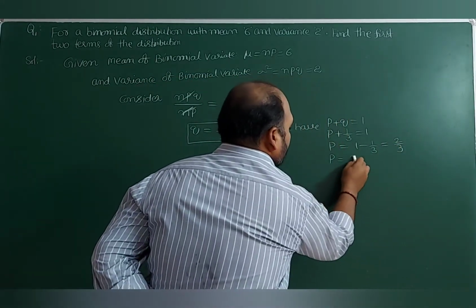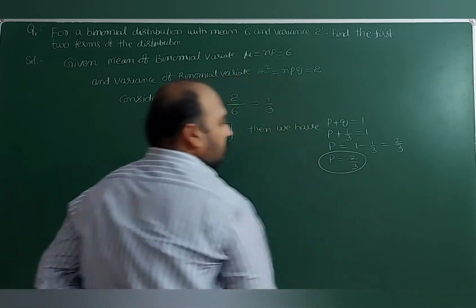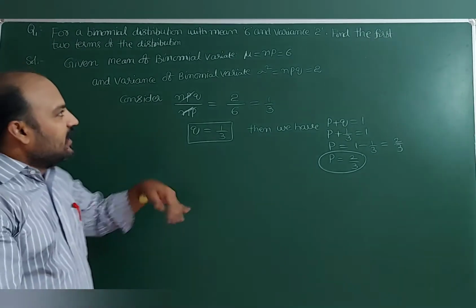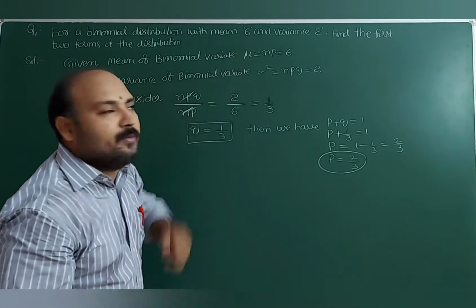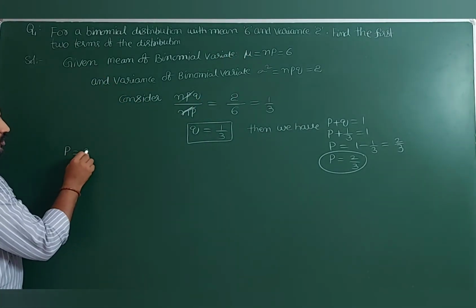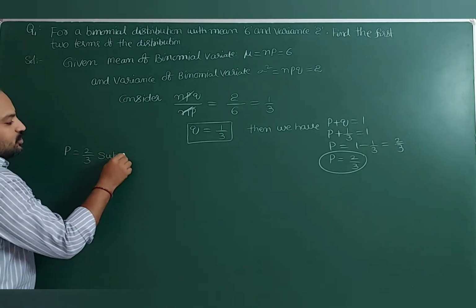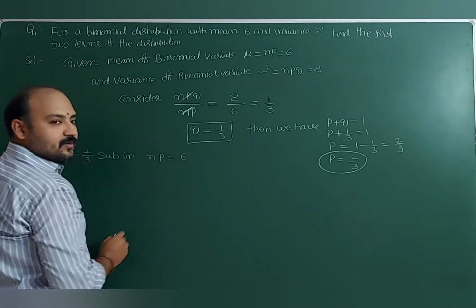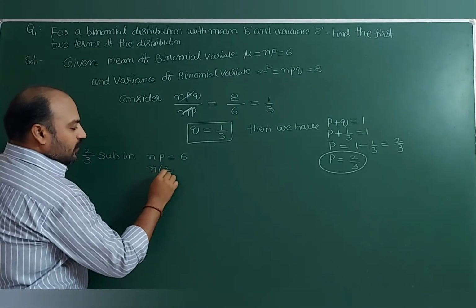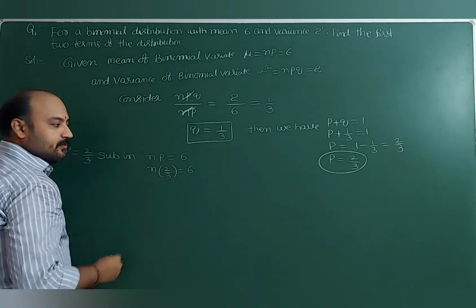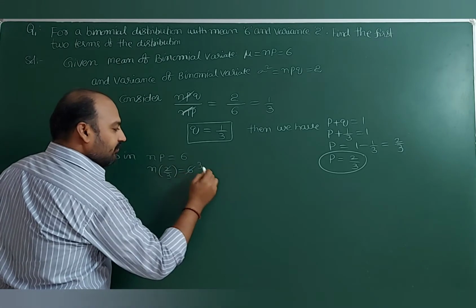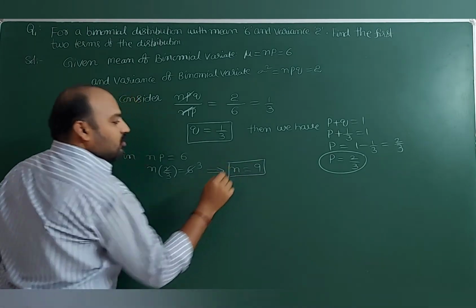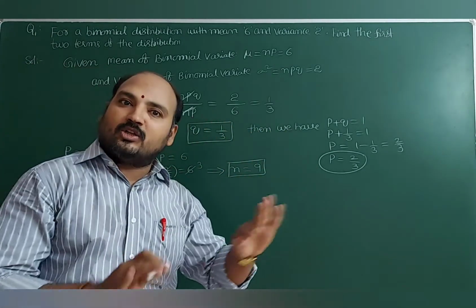So here I am writing p is equal to 2 by 3. The q value and p value are over. Next, the n value we want. p is equal to 2 by 3, substitute in mean. np is equal to 6. n into p value 2 by 3 is equal to 6. Two ones are two, three twos are six. So that implies n is equal to 3 into 3, 9. So we got the n value, q value, and p value also.